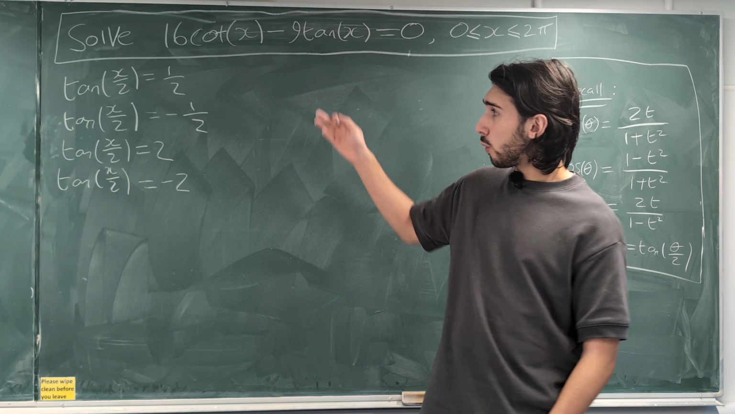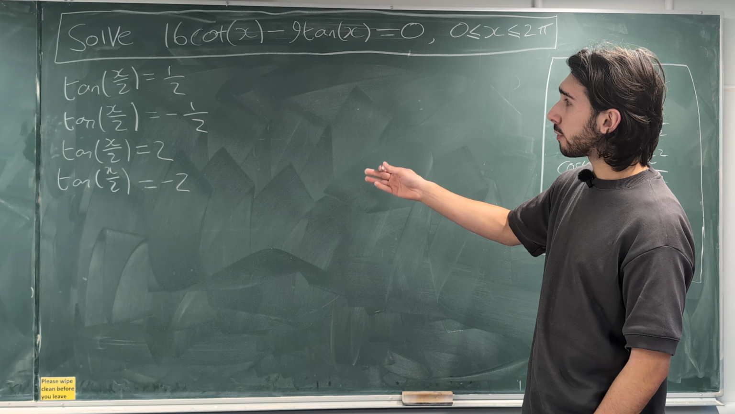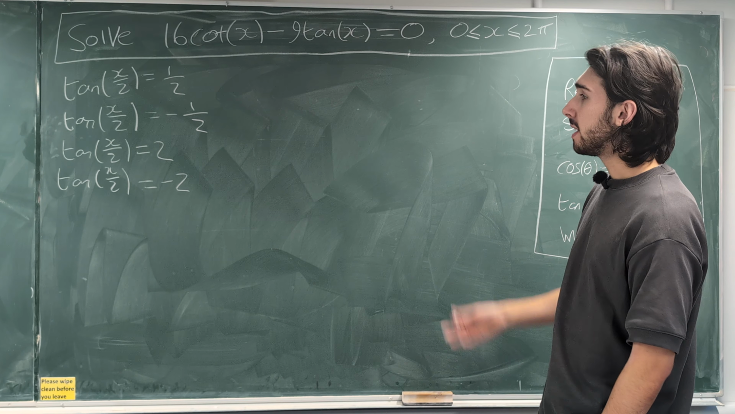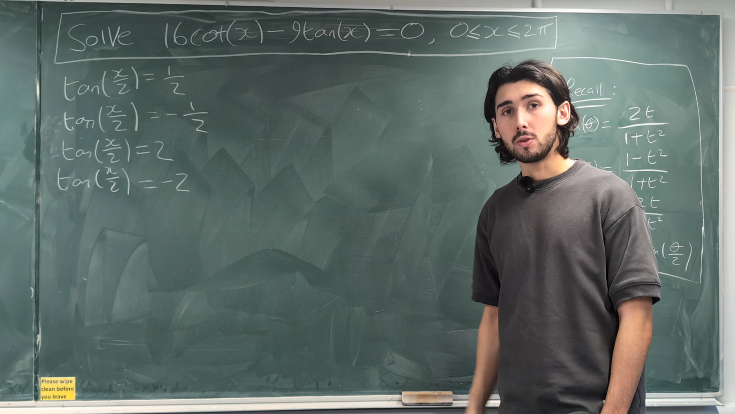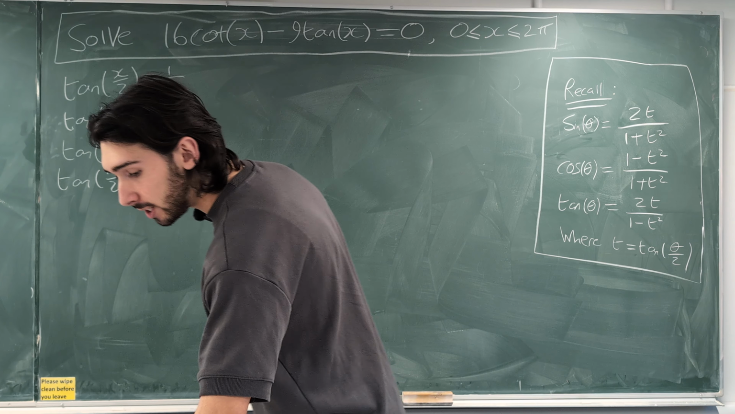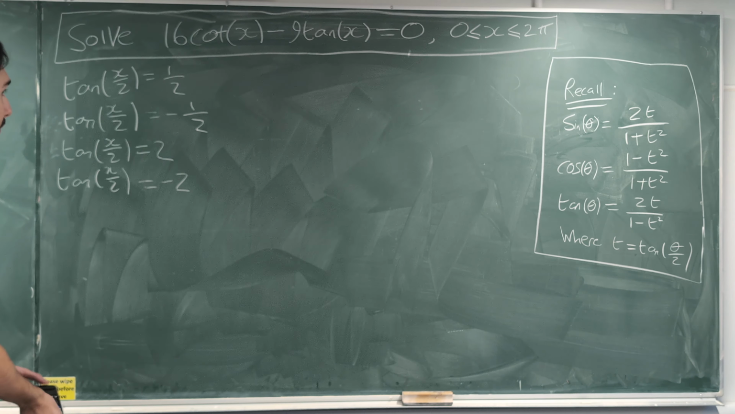Okay guys, so we have 4 different equations here. Again, tan x over 2 is a half, tan x over 2 is minus a half, tan x over 2 is 2, tan x over 2 is minus 2. And we can individually solve all 4 of these for values of x between 0 and 2 pi.